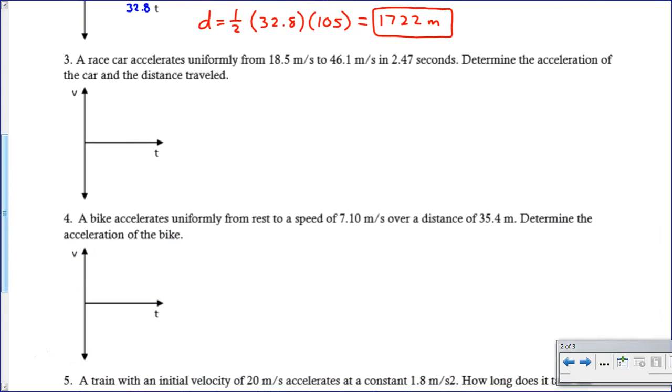Alrighty, on to number 3 here. For number 3, what we're given is a race car accelerating from 18.5 meters per second to 46.1 meters per second in 2.47 seconds. So we're going from 18.5 up to 46.1, and we know that the amount of time that took was 2.47 seconds.